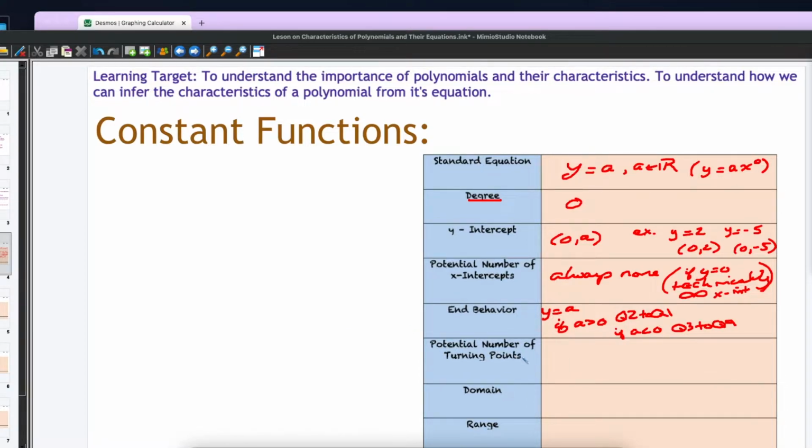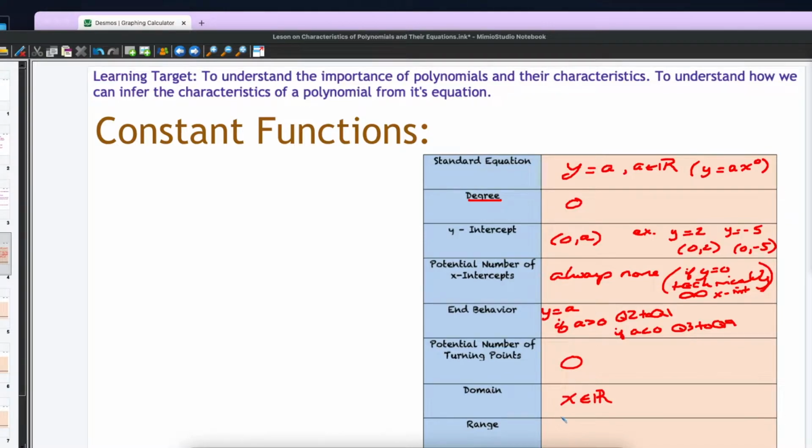So if we go into potential number of turning points, it's pretty clear that this thing is linear. It's a horizontal line. And so there are no turning points. In terms of the domain, it continues infinitely in both directions, and therefore we can get all x values. So we're going to say x belongs to real numbers.